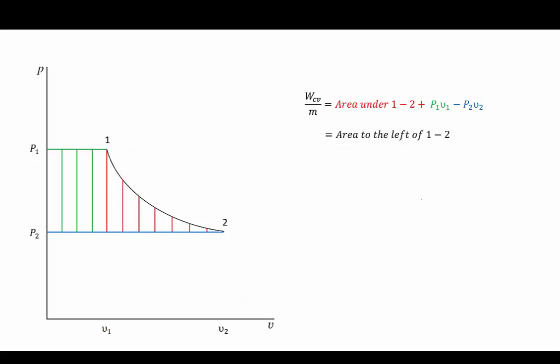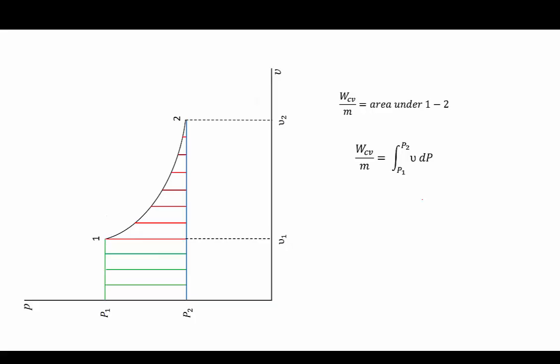Is it possible for us to find an equation to calculate the area to the left of 1 to 2? We can turn this diagram counterclockwise 90 degrees. So nu becomes the y coordinate, and P becomes the x coordinate. So now let's take a look. We just need to calculate the area under 1 to 2 now, instead of to the left of the curve. How do we calculate the area under 1 to 2? If you calculate the area, that is height multiplied by the length.